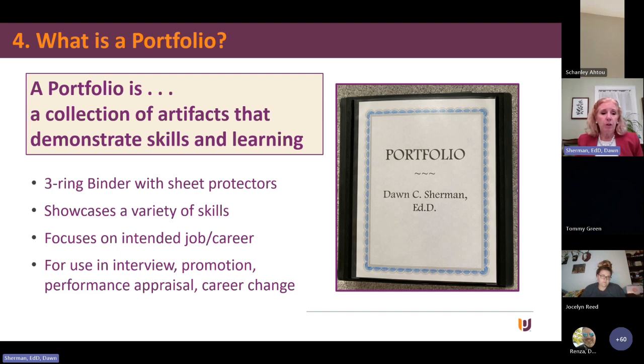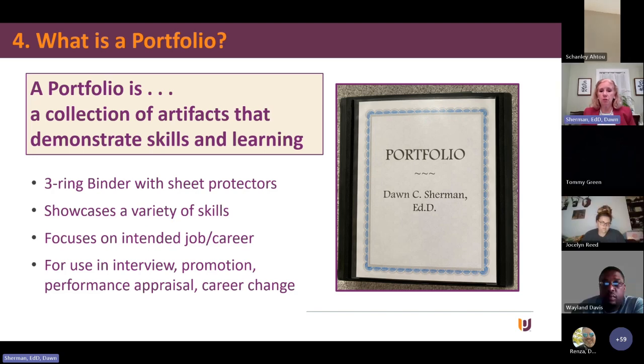Again, this is showing your skills. You also want to set your portfolio up for your intended career path. You could probably put 100 different things in your portfolio, but what you want to do is put the ones that best describe who you are and your skill set. And we'll talk more about that.